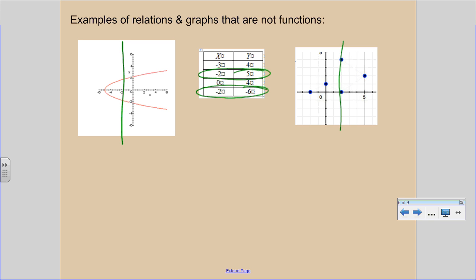Why is this not a function? Sasha? Beautiful. It's as simple as that. Fails the vertical line test. Could we use that anywhere else, guys?